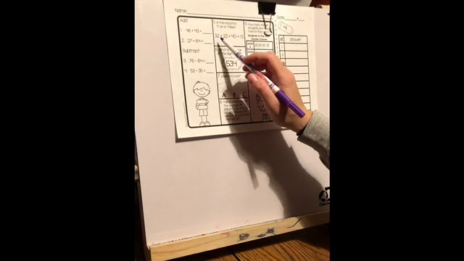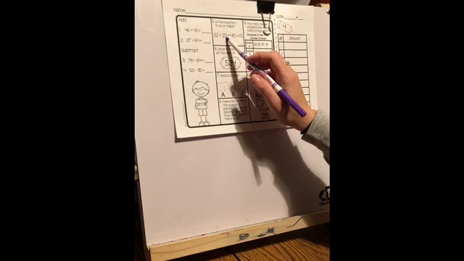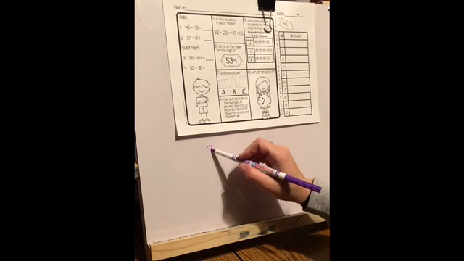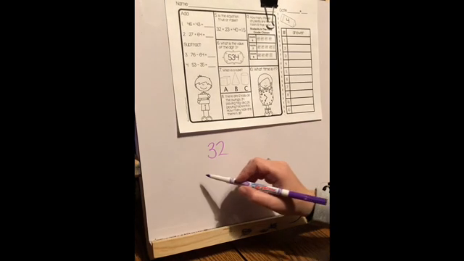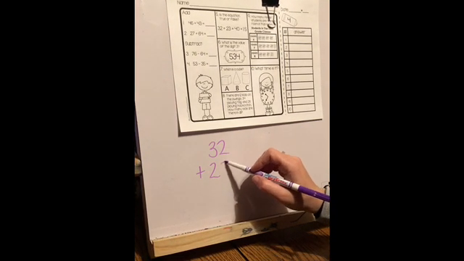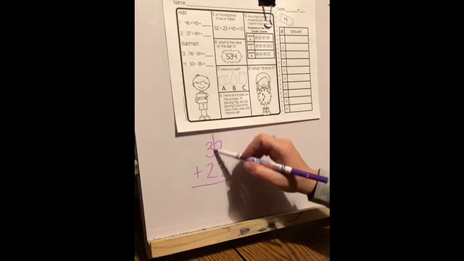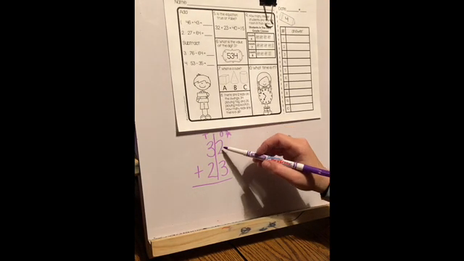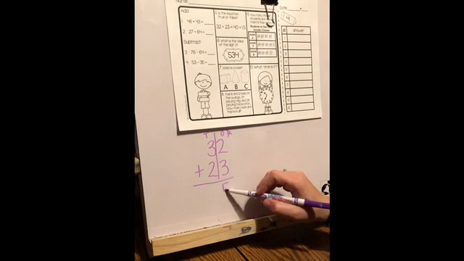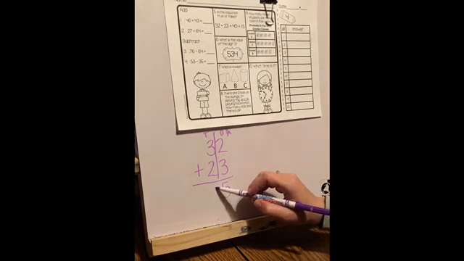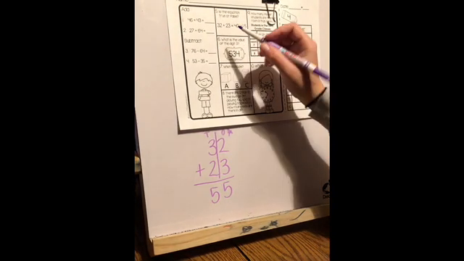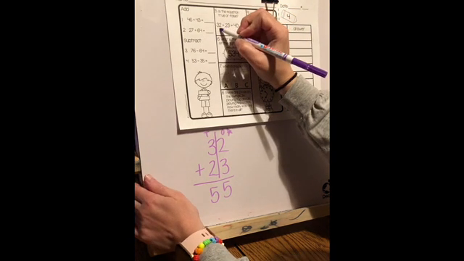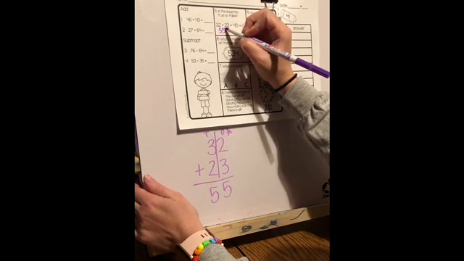So what you need to do is you need to look at this side of the equation first. So we're going to do 32 plus 23. And we have tens and ones, and we always start in the ones column. So 2 plus 3 is 5. 3 plus 2 is 5. So we know that this side is equal to 55.